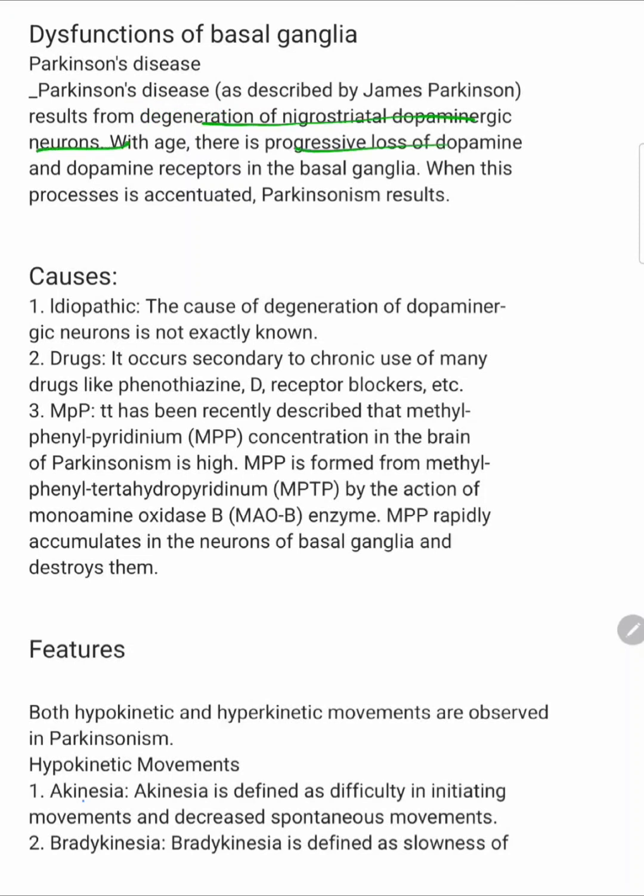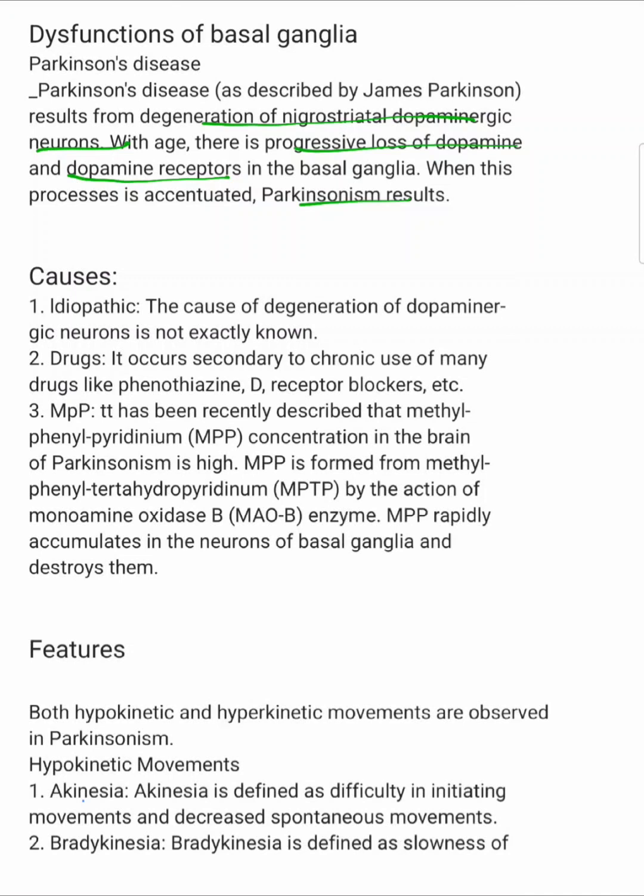With age, there is progressive loss of dopamine and dopamine receptors in the basal ganglia. When these processes accumulate, Parkinson's results. See, Parkinson's disease is caused due to the degeneration of the basal ganglia. The basal ganglia's main function is to secrete dopamine. So when the basal ganglia degenerate as age progresses, there will be loss of dopamine and dopamine receptors.